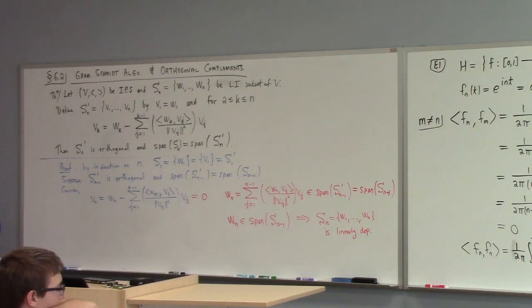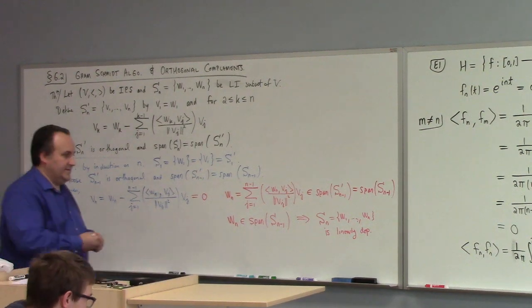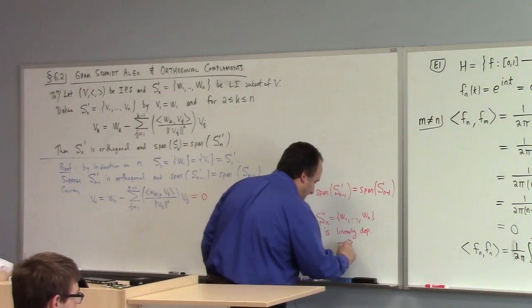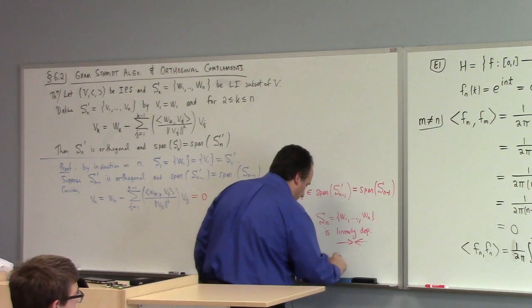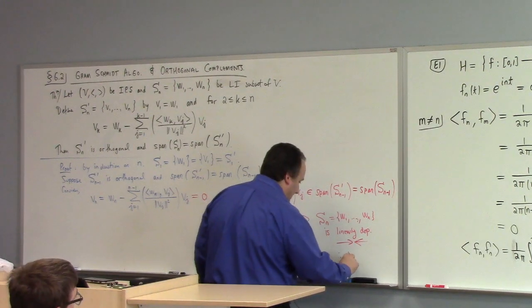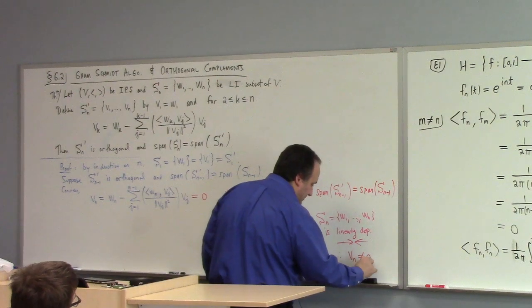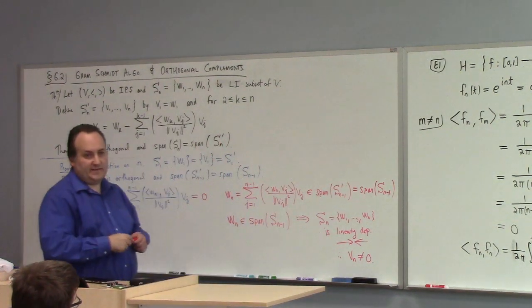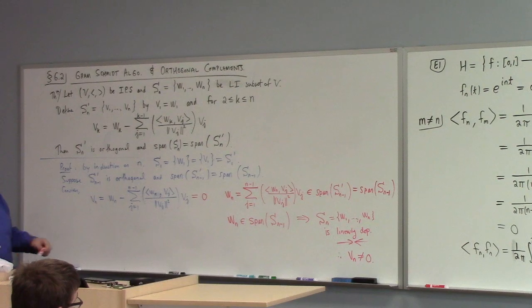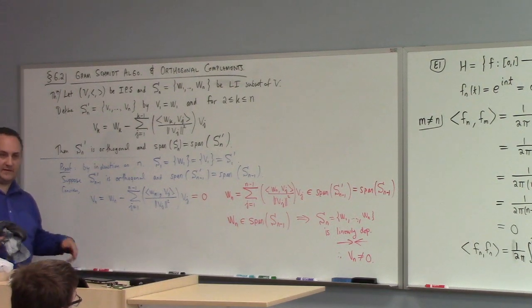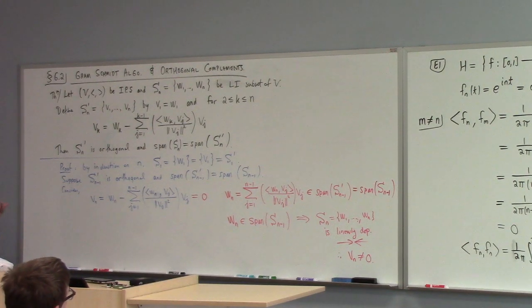We're assuming it's linearly independent. That is thus a contradiction. So therefore, Vn is not equal to 0. Vn is not equal to 0. That's half of the proof, right? It still remains to prove that Sn is orthogonal, right?